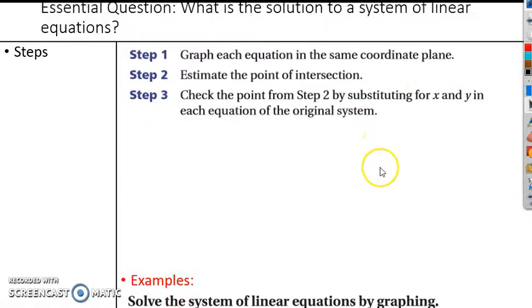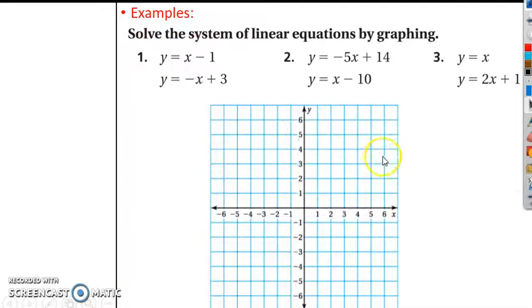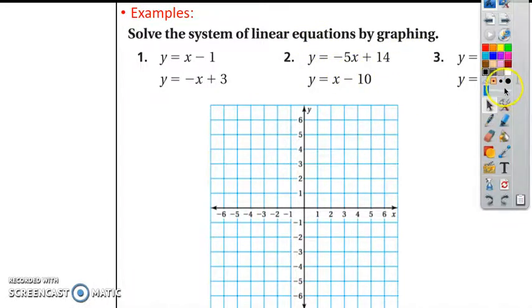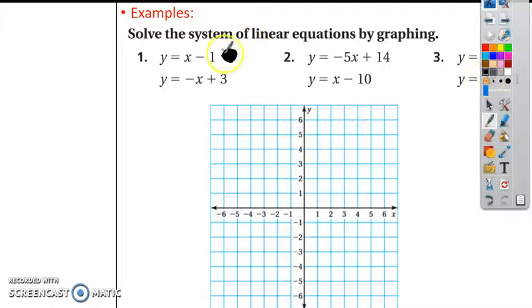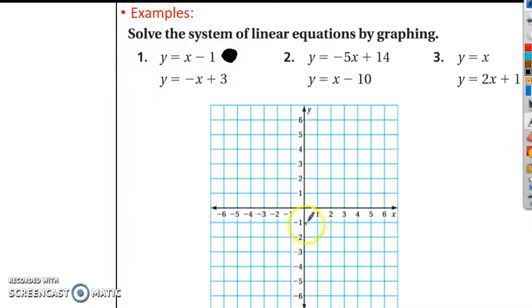Our first 3 examples are going to be in y equals mx plus b, the easy way to graph. So let's talk about how to graph this easily. I'm going to give them colors because they're on the same coordinate grid and I have to distinguish both of them. For number 1, we're going to put this one in black. So x minus 1, negative 1. Put the intercept on. The slope is 1 over 1, so rise 1, run 1.